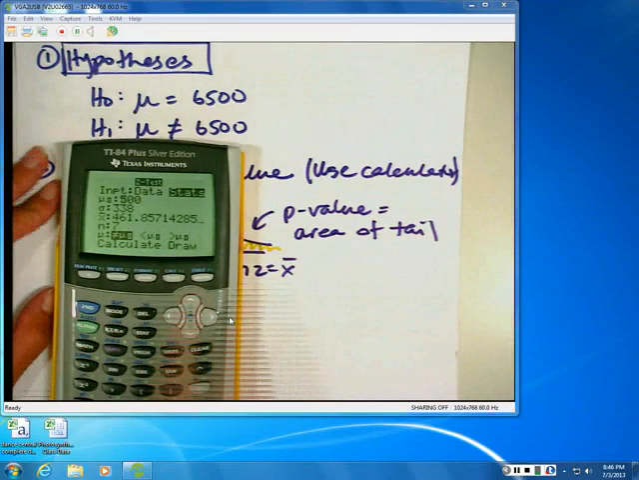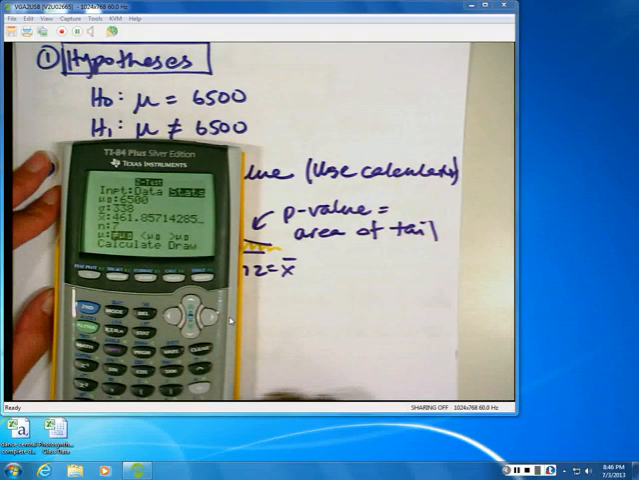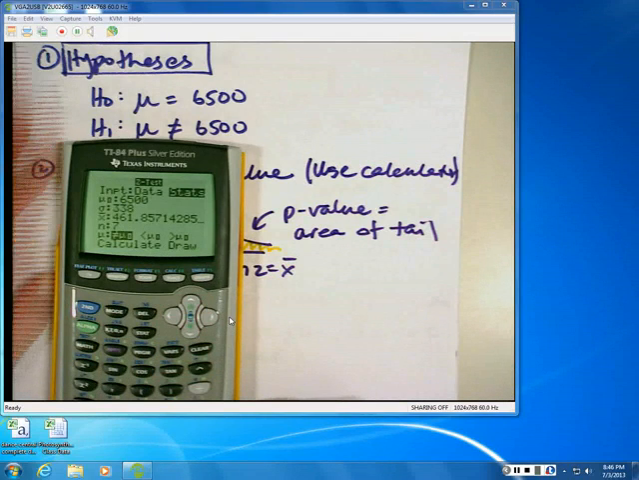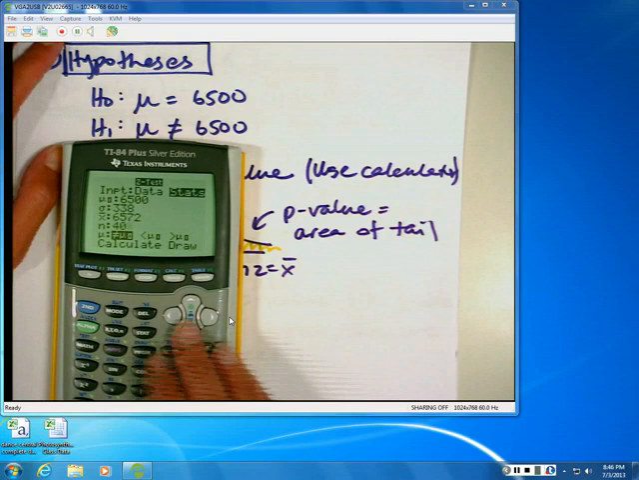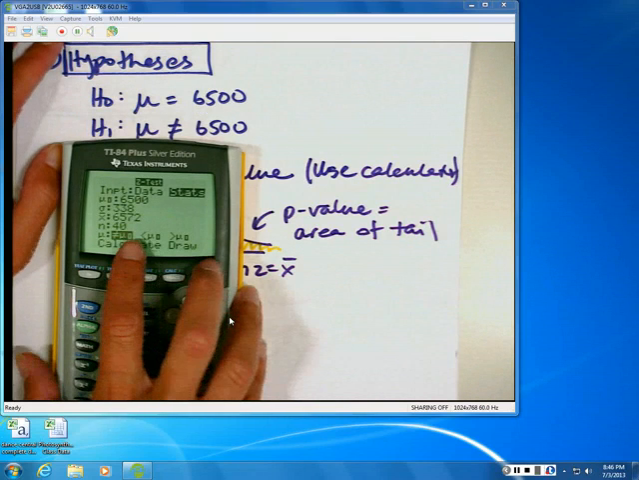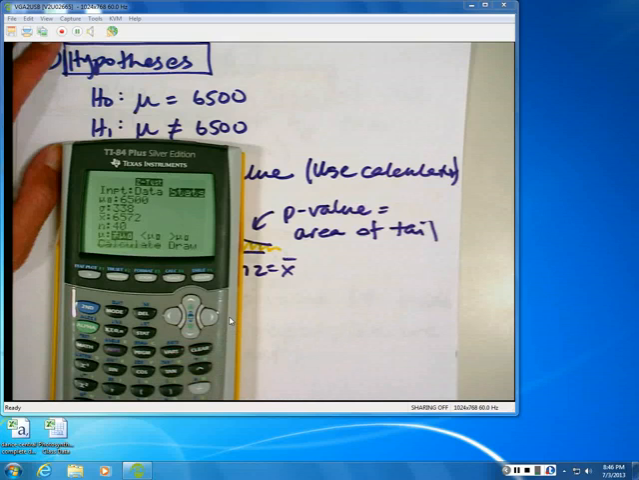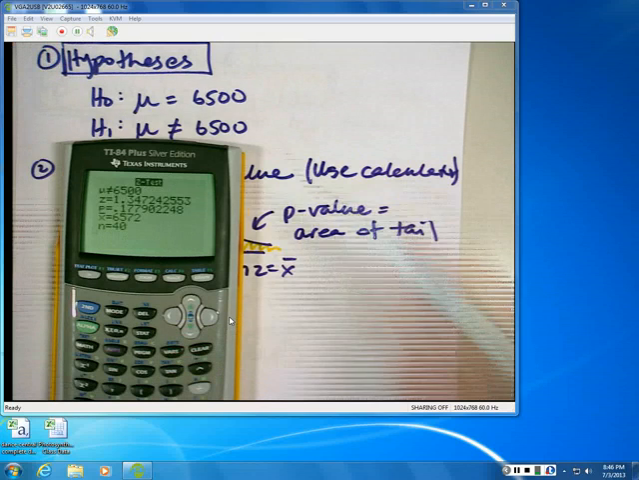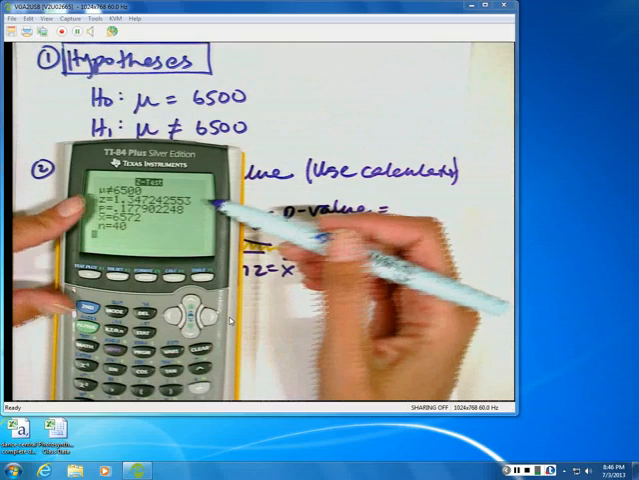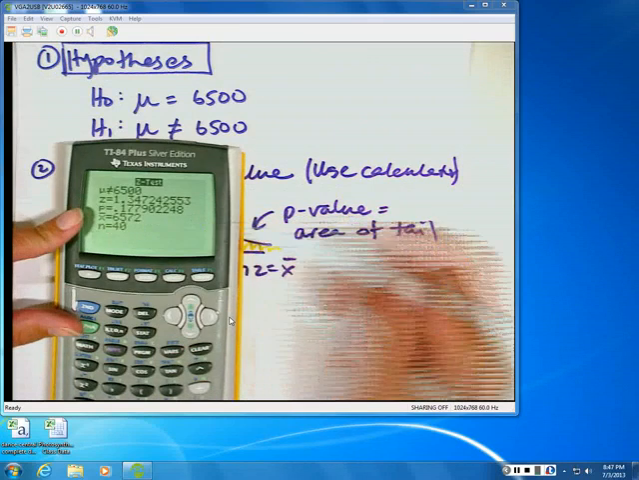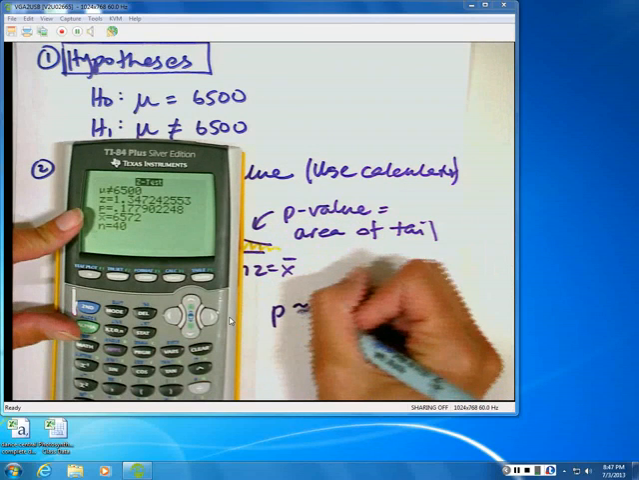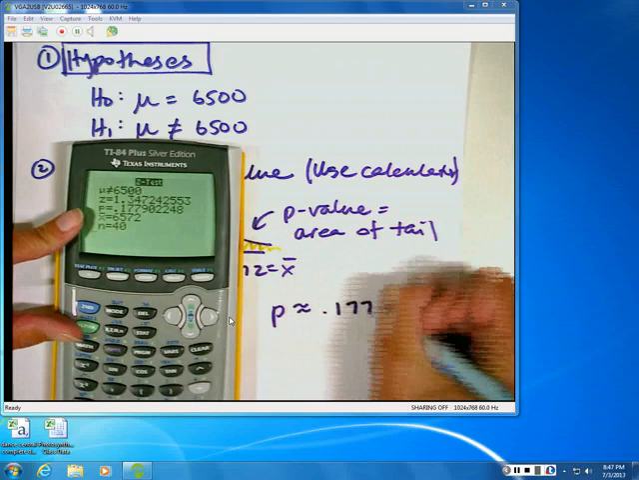My hypothesized mean is 6,500. Standard deviation is 338. And my sample mean was 6,572. I had 40 in the sample, and it was a 2-tail test. So that not equals means a 2-tail test, and I'll calculate that. And we end up with a z-score of 1.347. We had that before, but I'm not interested in the z-score. I'm interested in the p-value. The p-value is 0.1779.